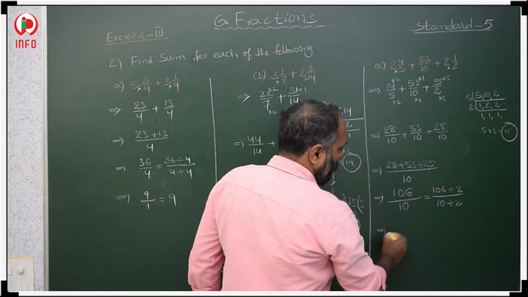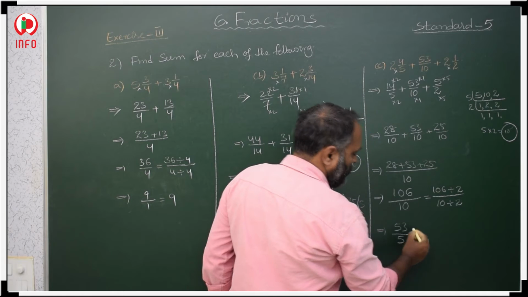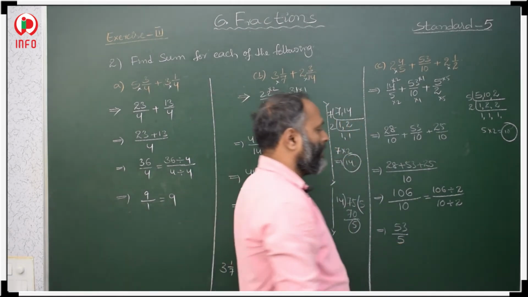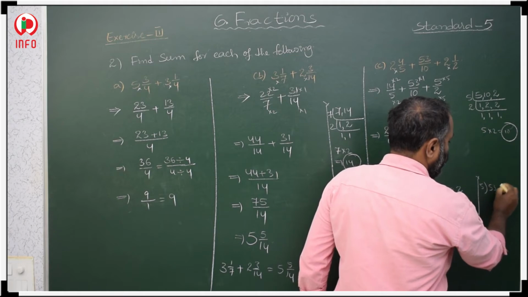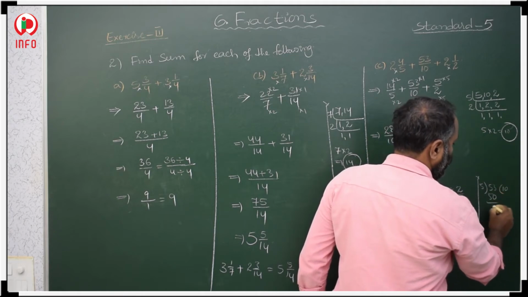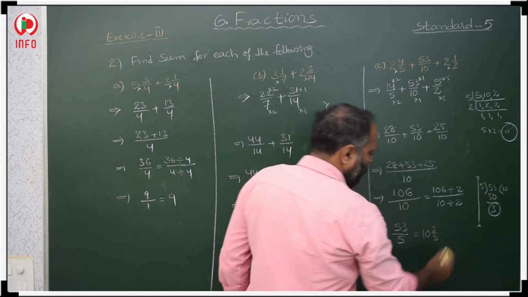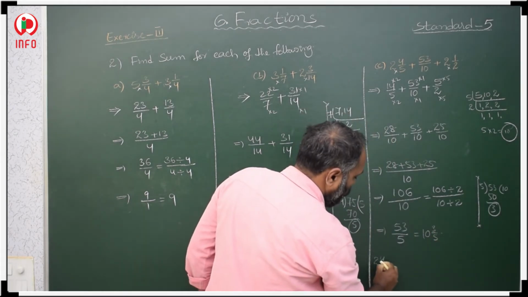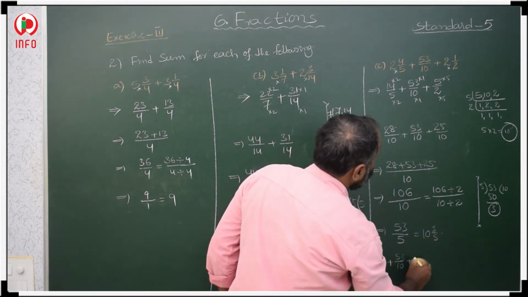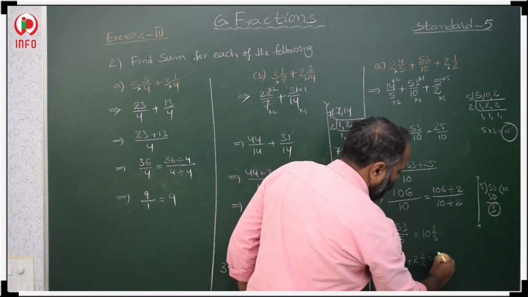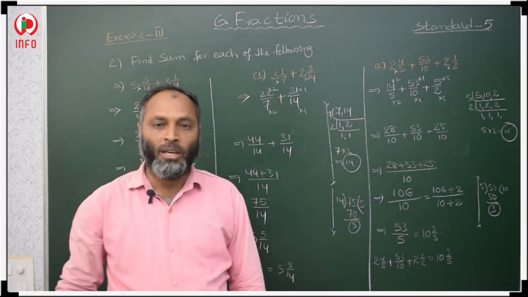106 divided by 2, what is the answer? 53. Then 10 divided by 2, 2 fives are 10, so 5. Then 5 divides 53. 5 tens are 50, 3 left. That means quotient, then remainder by divisor. So the answer is 10 3 by 5. This is the answer.